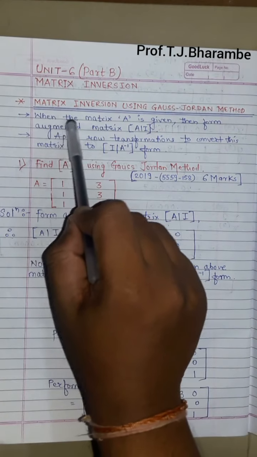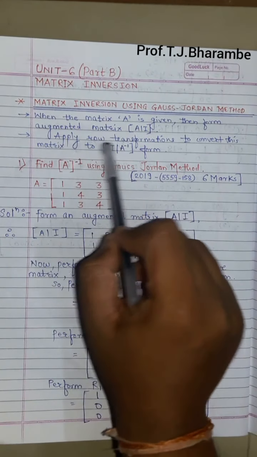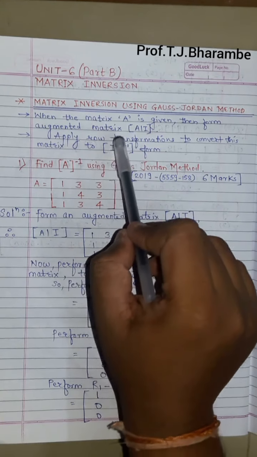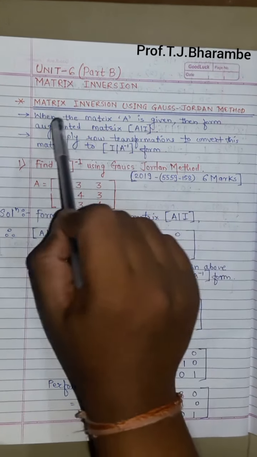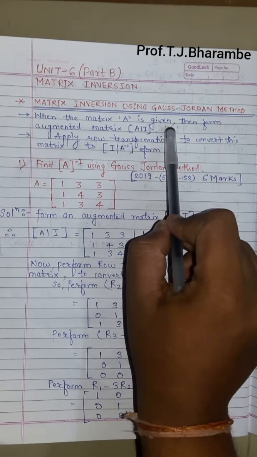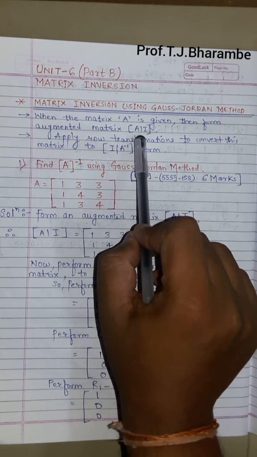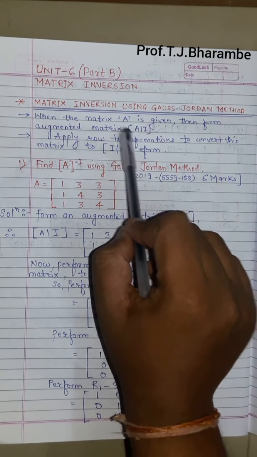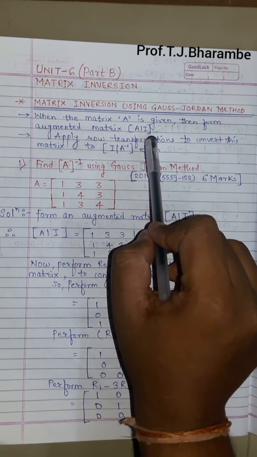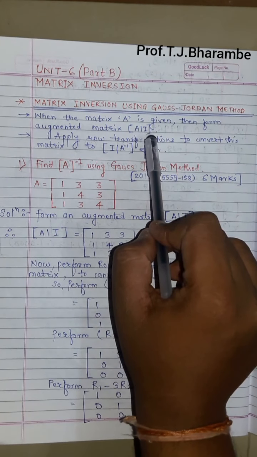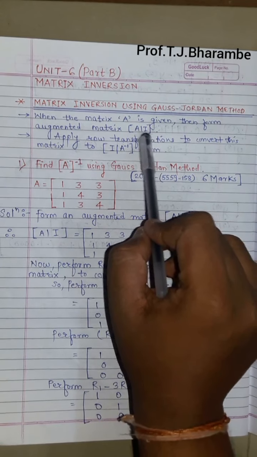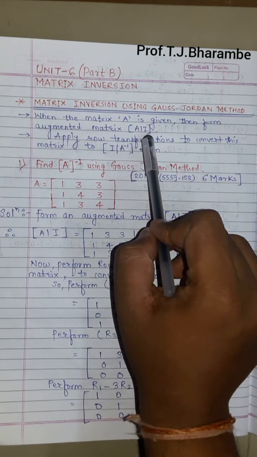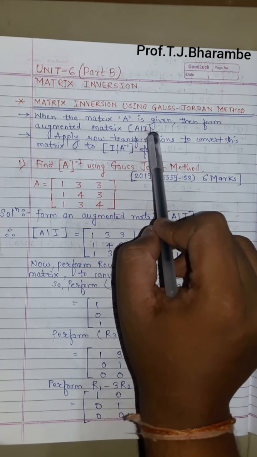So these are the steps given in order to find the inverse of a matrix. See here, when the matrix A is given, then we have to form an augmented matrix, that is A augmented I. A is the given matrix and I is the identity matrix or the unit matrix of the order of A. Suppose A is of order 3 by 3, then we have to form an identity matrix of the order 3 by 3.